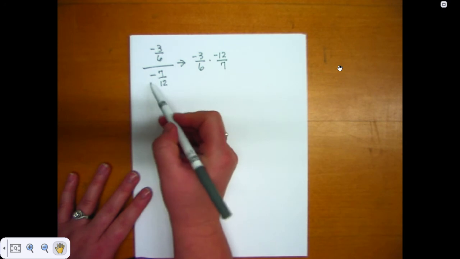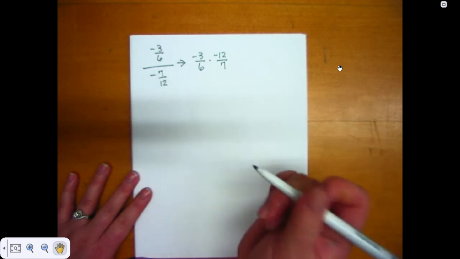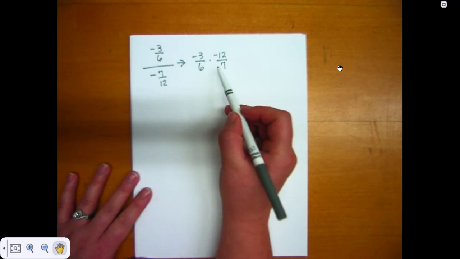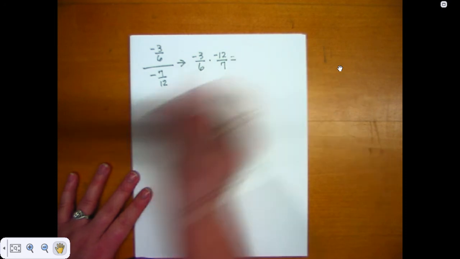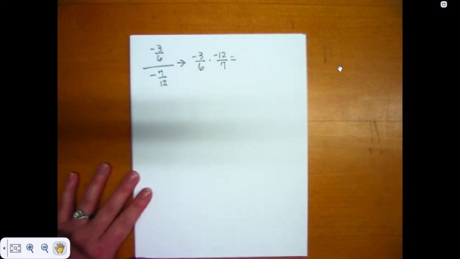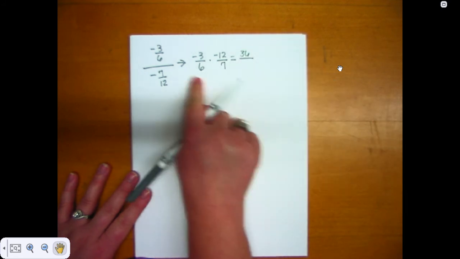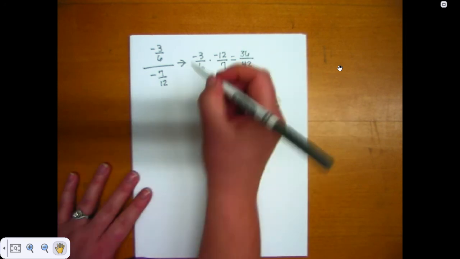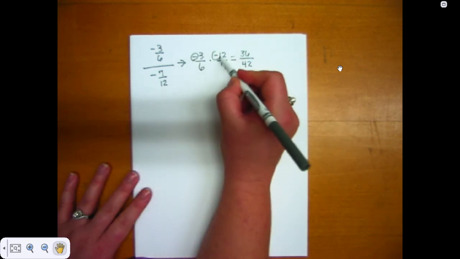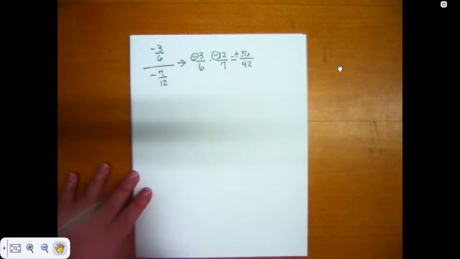Again, it doesn't matter where your negative sign is. It goes with the fraction. So if you want to put it down here with the 7, have at it. It doesn't matter. Okay, so now it's just a multiplication, and we're just going to multiply our numerators. 3 times 12 is 36, and 6 times 7 is 42. I go back and I check my signs. My signs are the same, so that means my answer is positive.